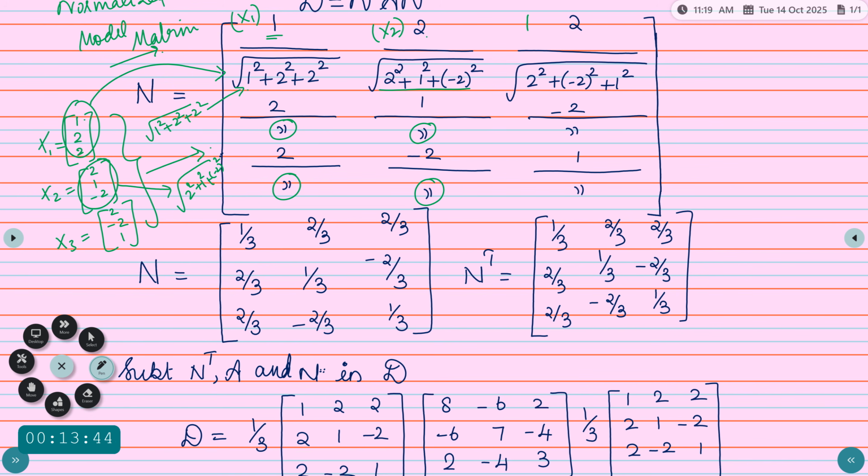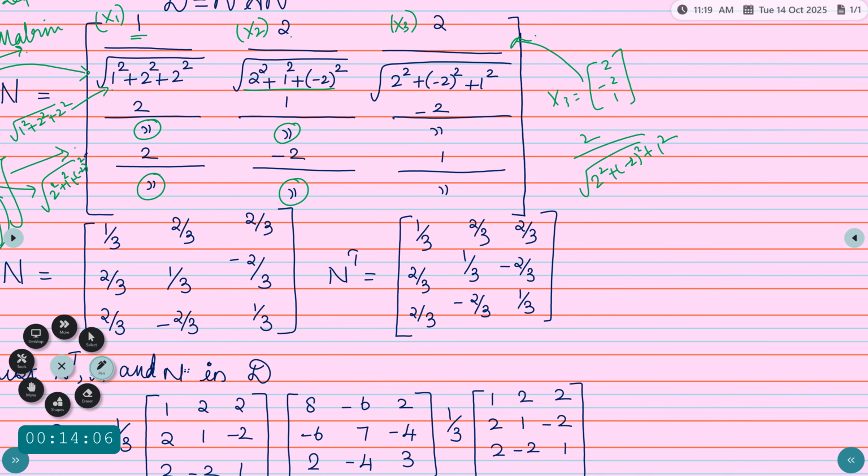Next, for the third column you are going to take the third eigenvector, that is x3. See here, x3 is 2, minus 2, 1. So I am going to use here 2 divided by square root of 2 square plus minus 2 square plus 1 square. The denominators are the same.